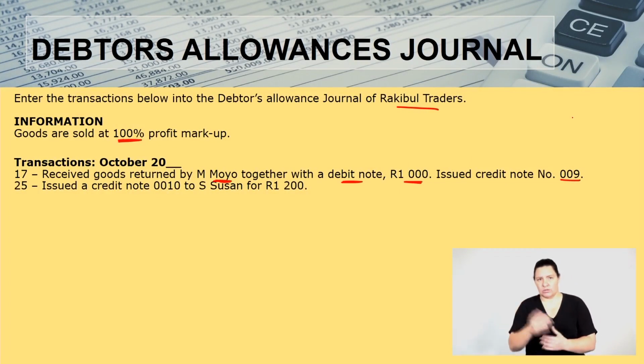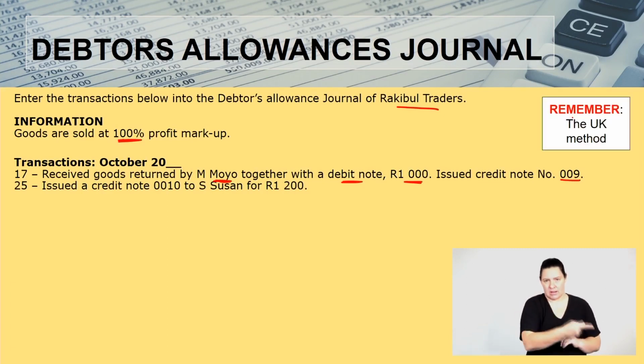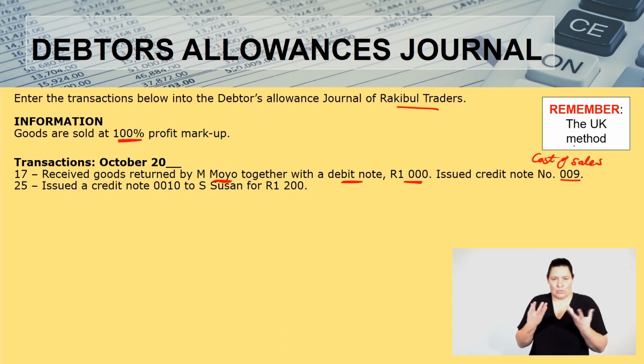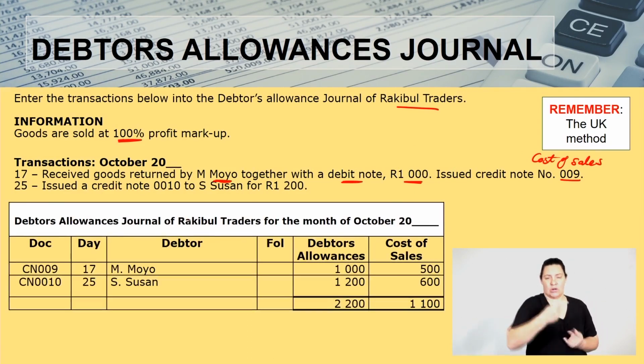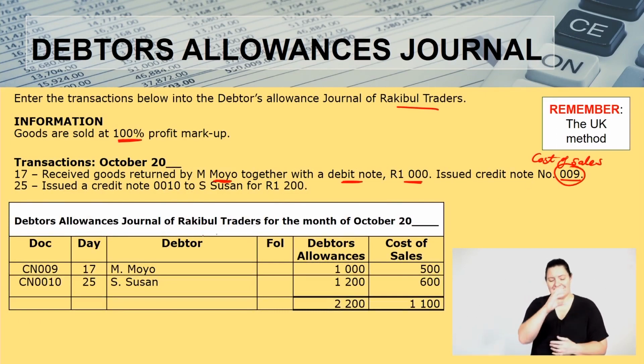Let us now quickly see how we would record this in the debtors' journal. Remember the UK method. This will assist us in calculating our cost of sales. I'm going to quickly show you as we do it together. Here is our debtors' journal of Rakibu Traders. Remember, we are going to record the credit note number, which is 009. There is the credit note number 009. And the day is the 17th, as you see here. The debtor in question is MOO. And then MOO returned goods of 1,000. So we find on debtors allowances 1,000.